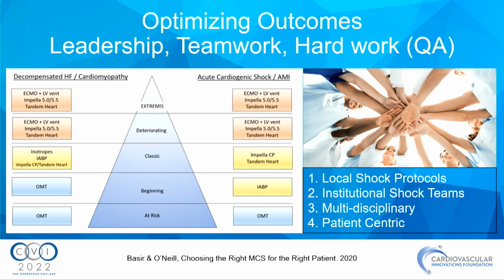To really be able to optimize care, you have to have leadership, teamwork, and a lot of hard work with continuous quality improvement. It starts with local shock algorithms and teams. So at Henry Ford, we have 10 cardiac interventionalists, 10 heart failure folks. Each of them are on call. All of them have a lot of experience in shock. That automatically became our team 7 years ago.